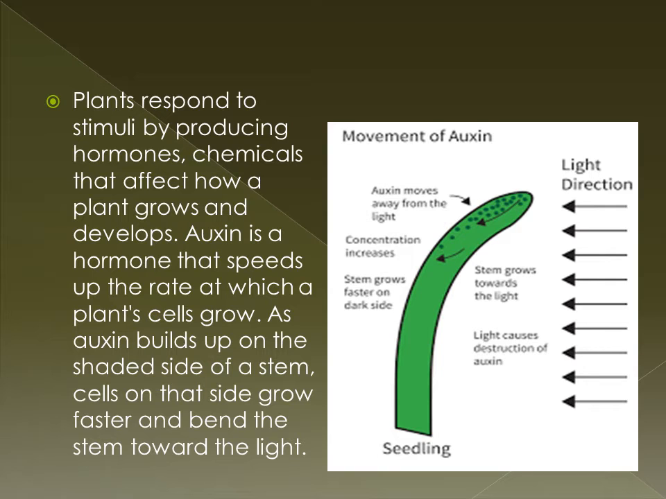Where can we see this hormone, auxin? It is on the side opposite the light. So auxin moves away from the light and the stem grows faster on that side, and you know that it's growing towards the light. Okay.